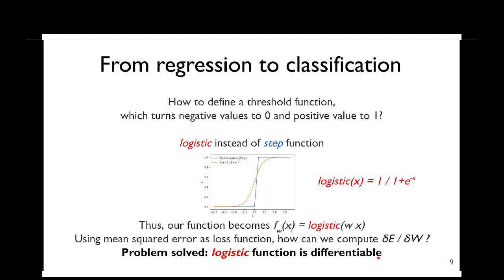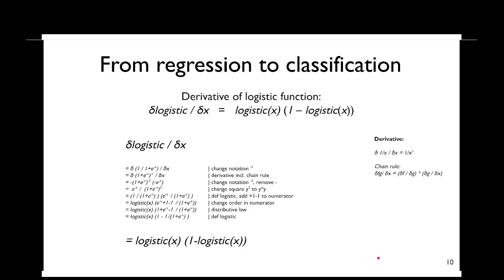Now let's do it, because the logistic function is really fun when it comes to differentiation. The logistic function, when differentiated, turns out to be the logistic function times 1 minus the logistic function. Let's dig a little deeper into how this happens. So we have delta logistic function by delta x. We write this out by the definition of our function, so we have 1 divided by 1 plus e to the power of minus x, and we want to differentiate this by x.